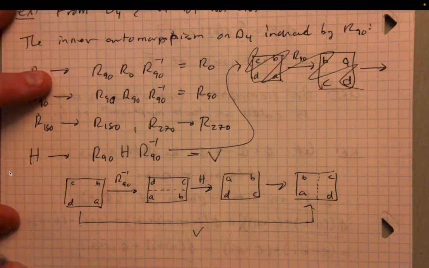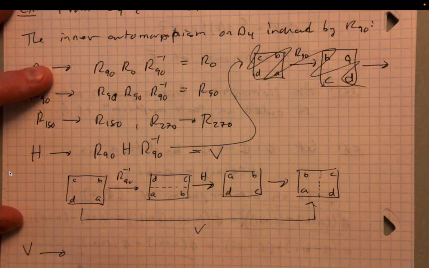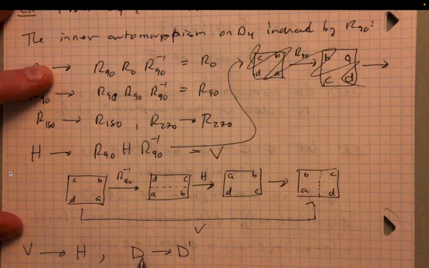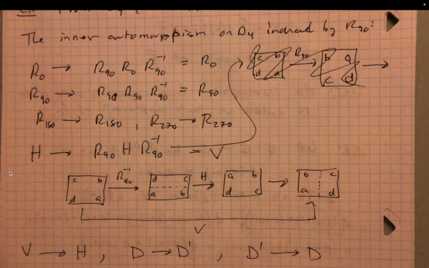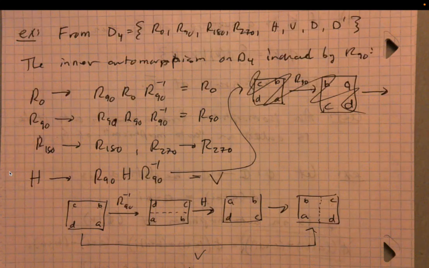And it turns out you can confirm this doing the same kind of going through these. You can see that V goes to H. D and D prime also switch spots. D goes to D prime. These are the main diagonal flip and an off diagonal flip, alternate diagonal flip. And then this would be, of course, D prime goes to D. And so this is an example of an inner automorphism of a well-known group D4 that we've been playing with for a while.